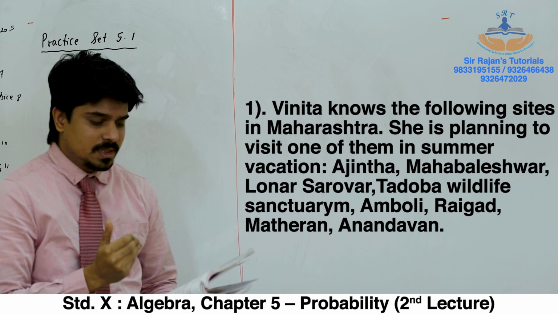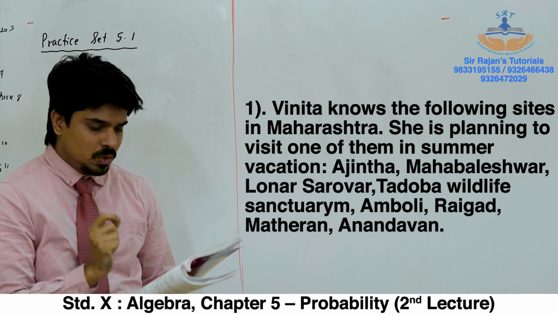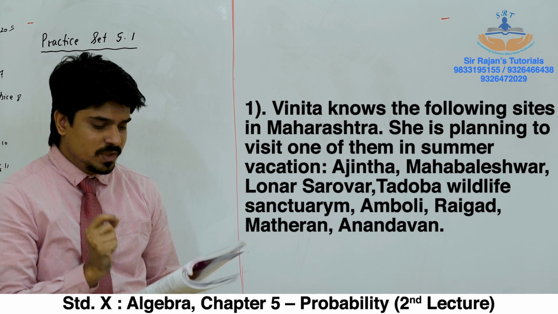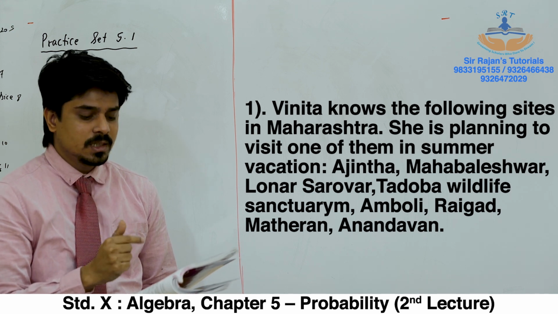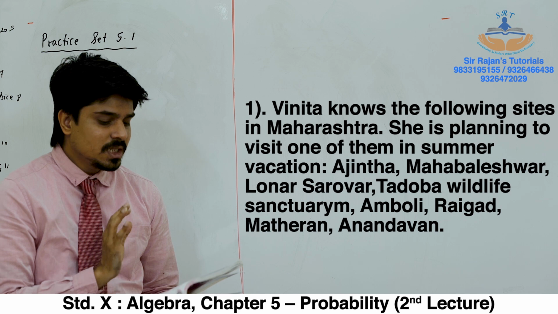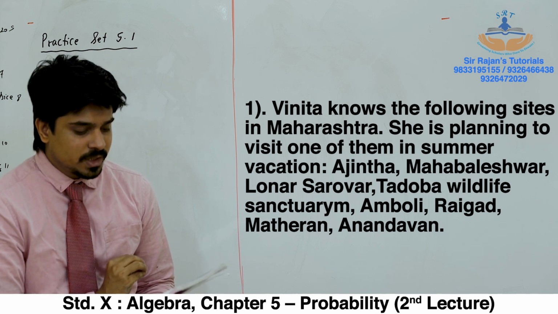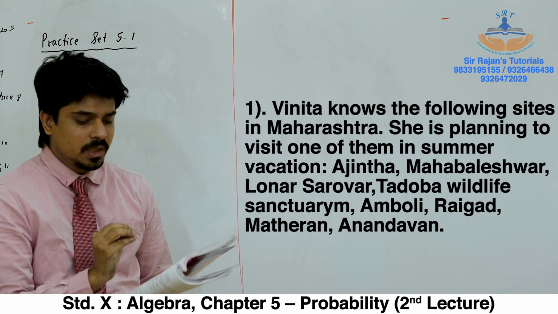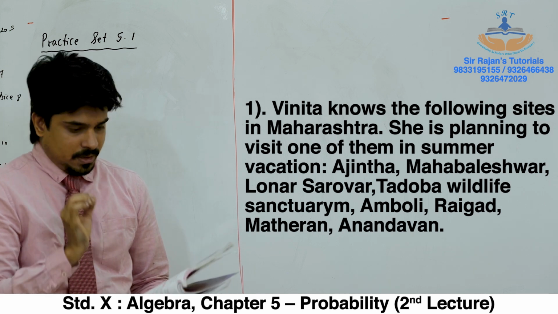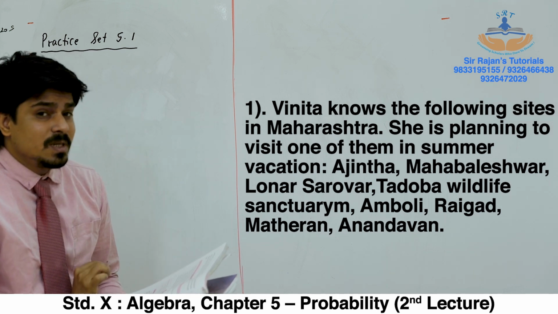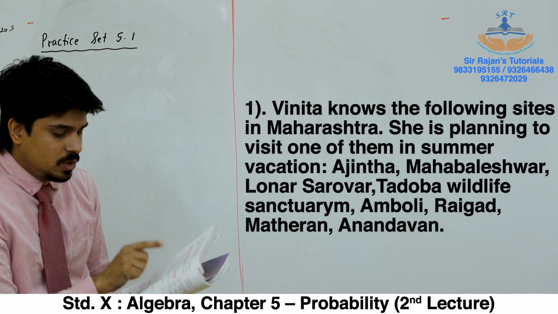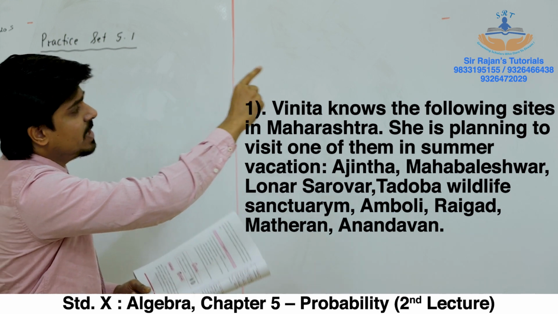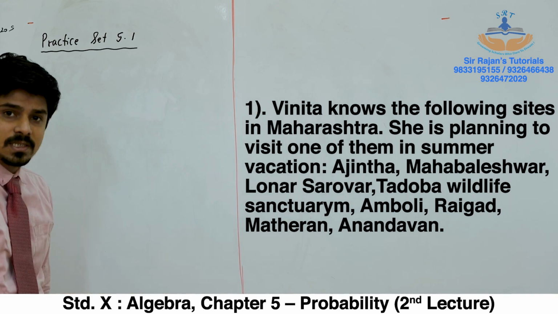Question number, first subpart over there. Vanita knows the following sites in Maharashtra. She is planning to visit one of them in her summer vacation. Now which are the possible sites which are written over there? Ajanta, Mahabaleshwar, Lonar Sarovar, so on and so forth. Okay, now how many possibilities are given here? 1, 2, 3, 4, 5, 6, 7, 8. There are 8 possibilities given.